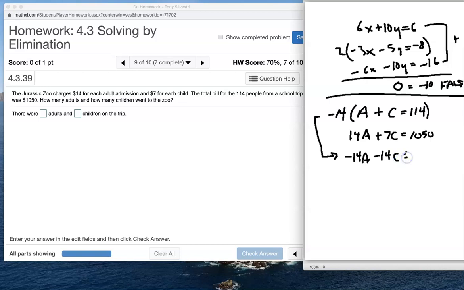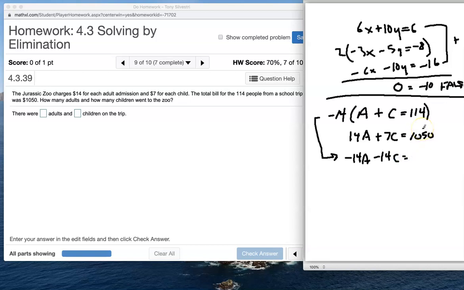And now I'm going to need a calculator. Negative 14 times 114, huh? Okay, here's my calculator right there. Clear it. 114 times 14 negative, I get 1596 negative. So negative 1596.